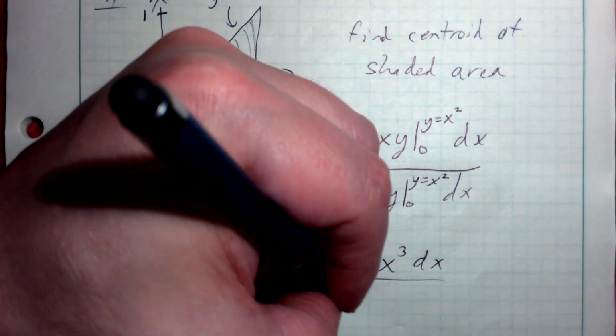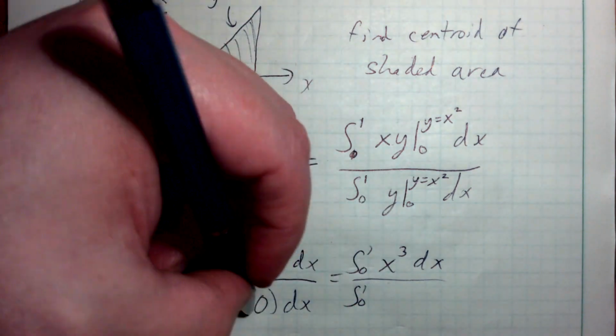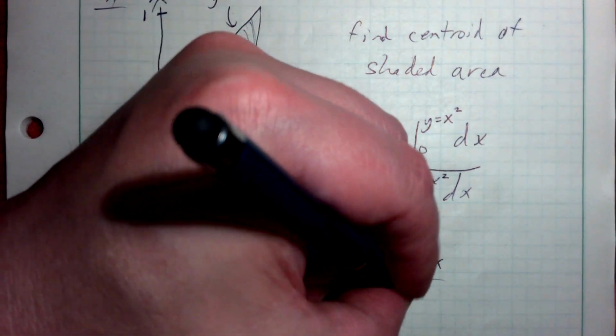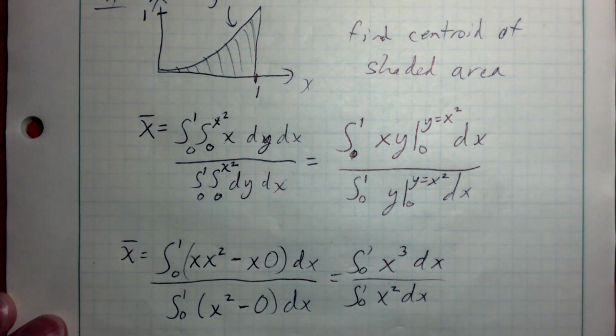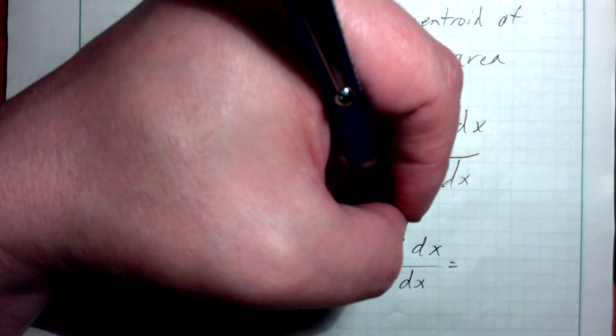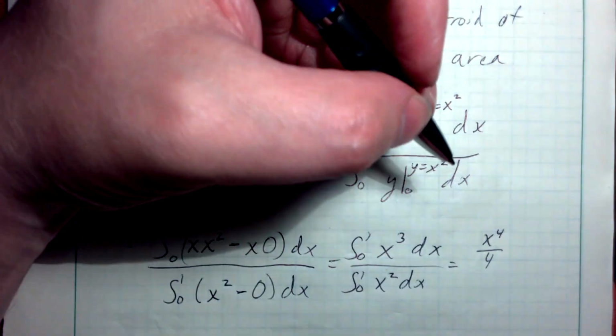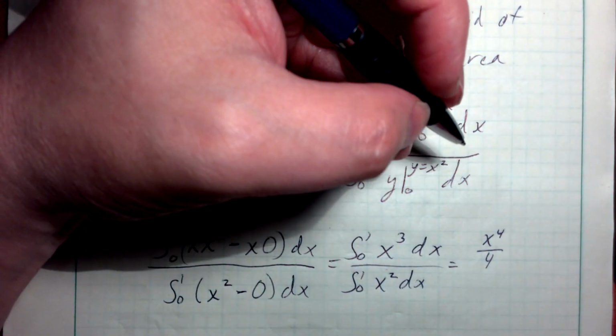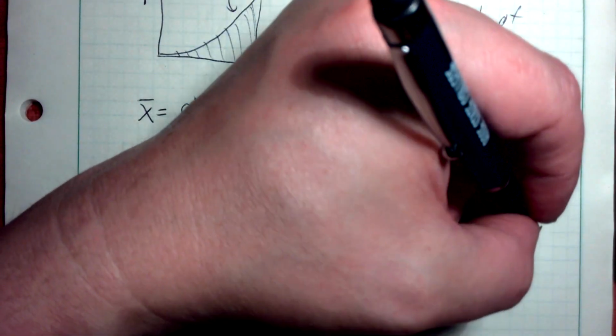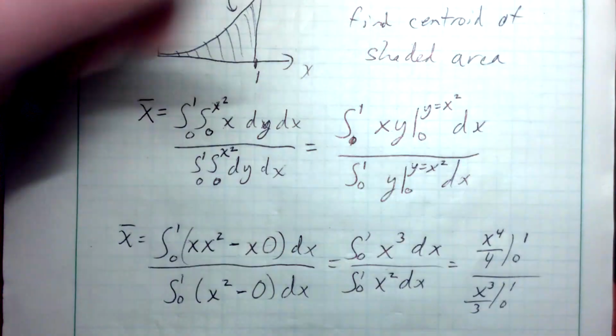And the same thing in the bottom. I'm going to integrate from 0 to 1. This is x squared minus 0, so it's just simply x squared dx. Okay? And then I need to perform this integral. So on top, I'm going to have the integral of x cubed is just going to be x to the 4th over 4. And that's going to go from 0 up to 1. And on the bottom, I'm going to have the integral of x squared. That's going to be x cubed over 3. And that's also going to go from 0 to 1.